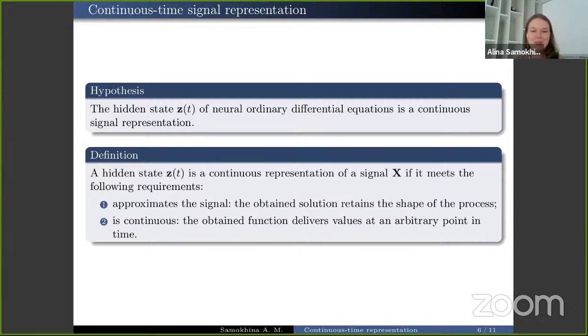Why can we do this? We assume that this hidden state can approximate the signal so that our solution would retain the shape of the process, and is continuous, so that our function would deliver values at any point in time. And a small technical moment: we should use an architecture such that we can extract a hidden state from the model and use it as an independent function.